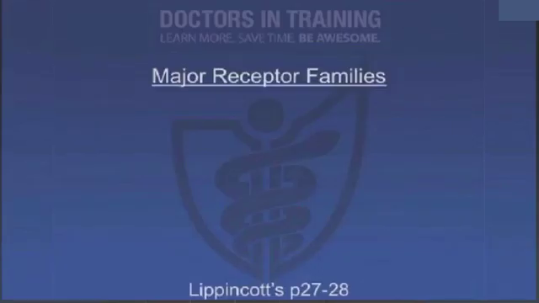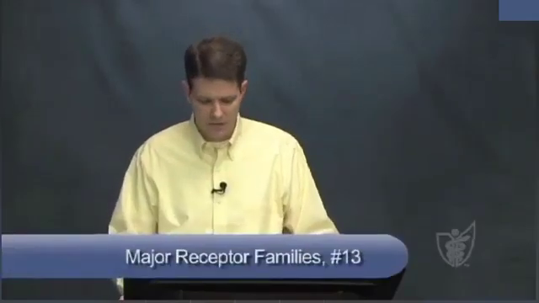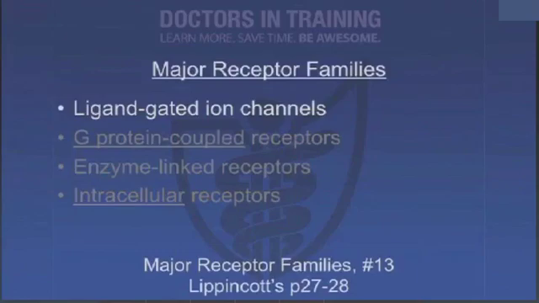to an extracellular receptor. So there are 4 types of receptors that we're going to talk about, 4 major families of receptors. They're the ligand-gated ion channels, the G-protein coupled receptors, the enzyme-linked receptors, and intracellular receptors. And we're going to talk about each one of these in turn.